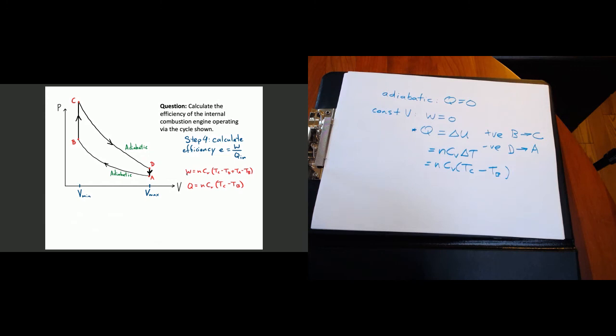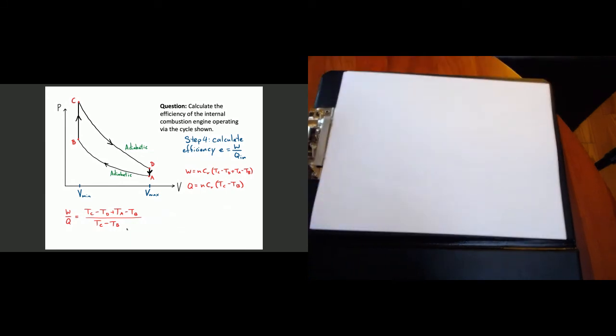So we have that work is equal to n C_V times this combination of temperatures. Heat going in, so this is the Q in, that's n C_V times Tc minus Tb. And so the efficiency, W over Q in, is equal to Tc minus Td plus Ta minus Tb over Tc minus Tb. Okay, so let's actually work that out.